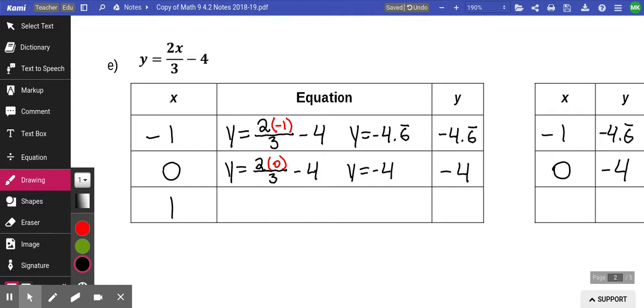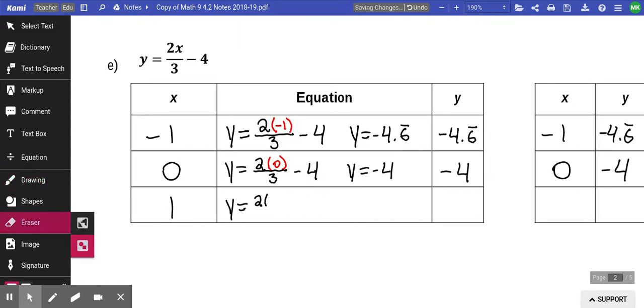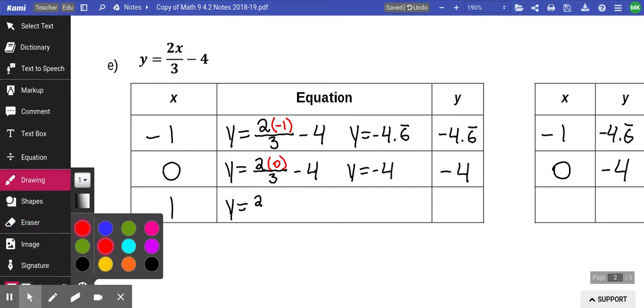My last one, I have 1. So I'm going to put that in. Y equals 2 times 1 divided by 3 minus 4. You put it in using your calculator. 2 times 1 is 2. Divided by 3 is 0.6666. So it's 0.6 repeated. Minus 4 is going to give you -3.3 repeated. That's what you should get.